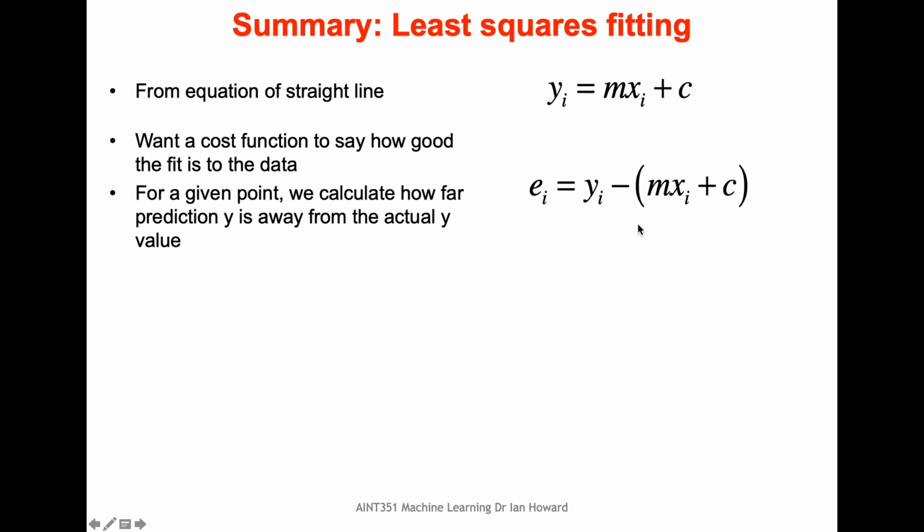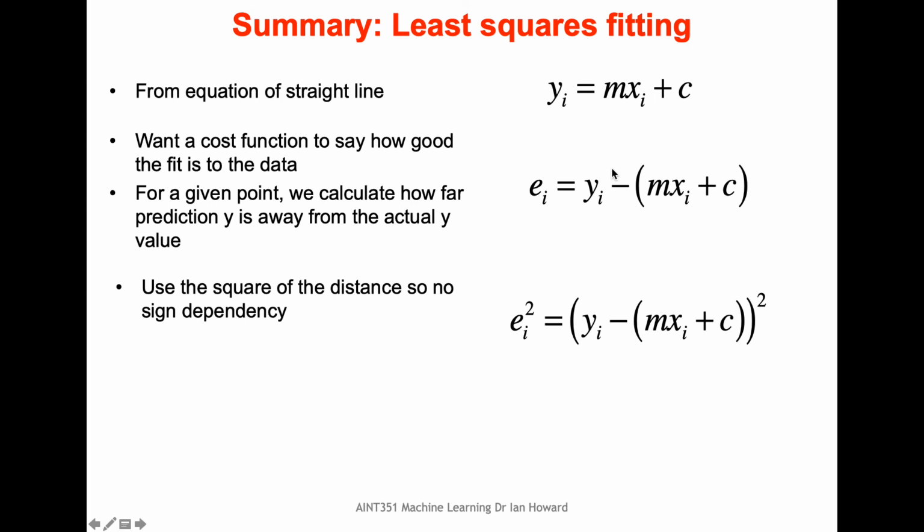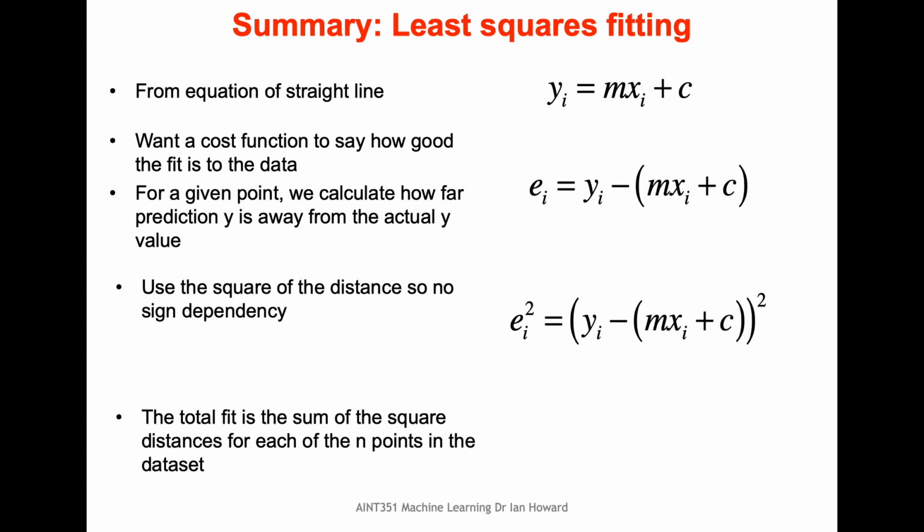We calculate how far that is away from y, and we square it because we don't want a sign dependency, so we don't cancel things out when we start doing the averages across the data set. Then we calculate the total fit across the data set by putting in the sum. This is the sample squared error, and then we sum up across the entire data set, between i equals 1 and n.